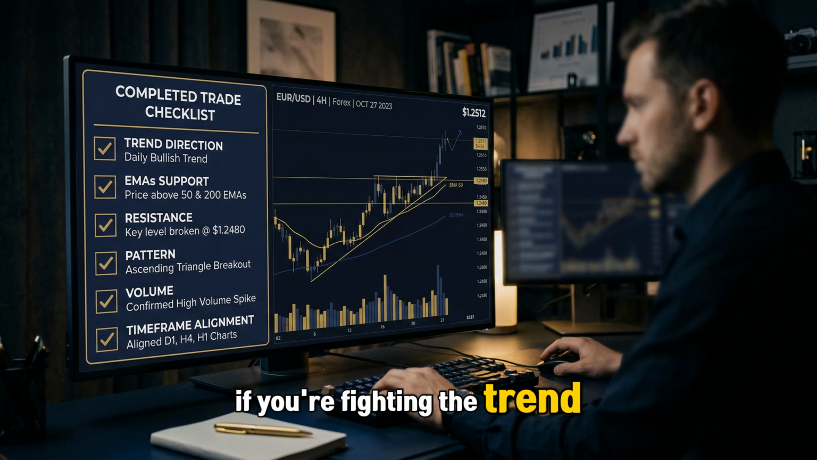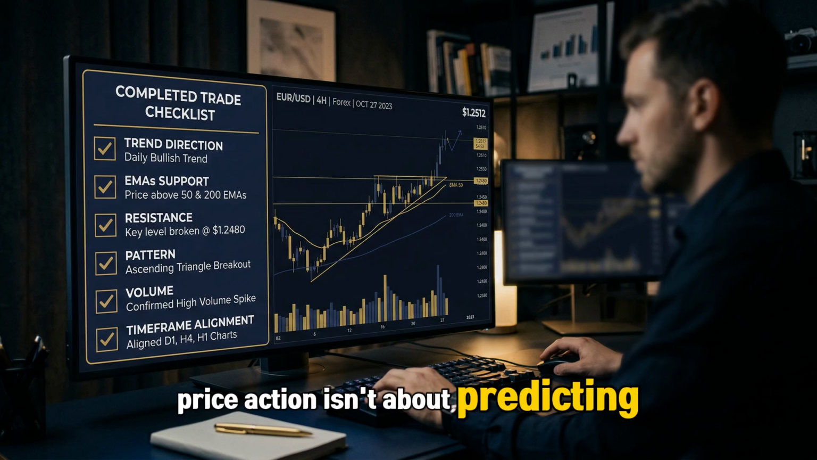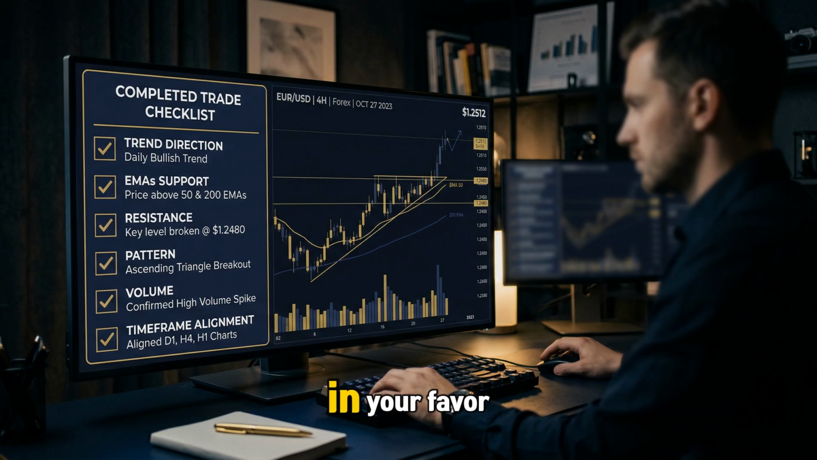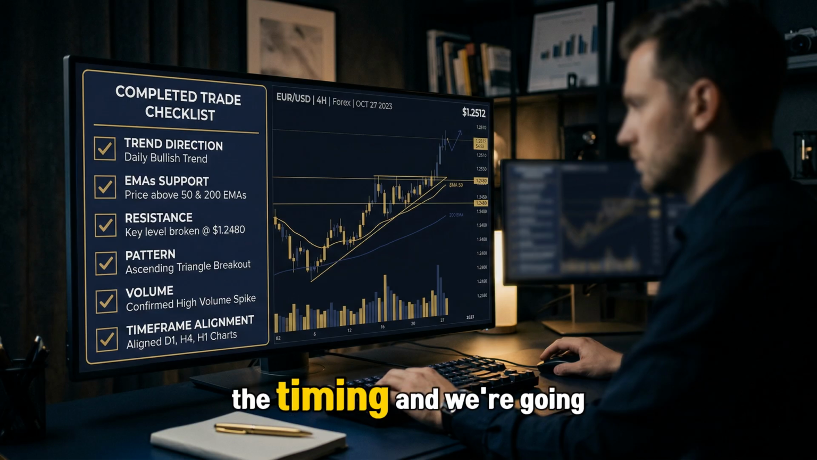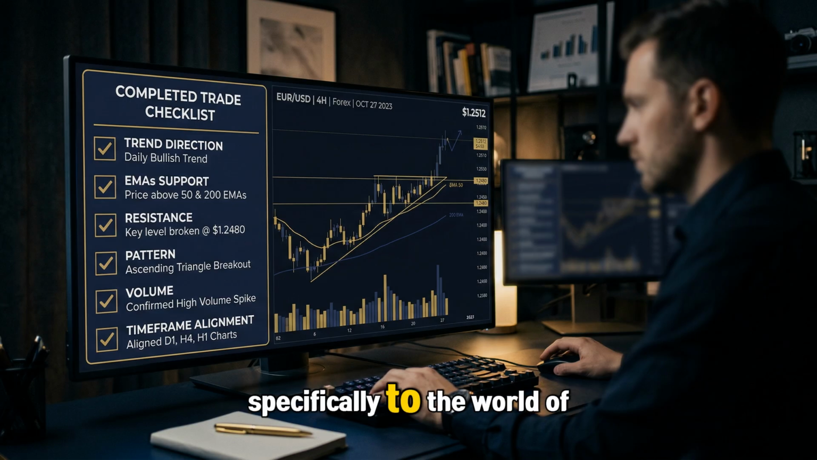If you're fighting the trend, arguing with the volume, or forcing a pattern that isn't there, step away and wait. Price action isn't about predicting the future. It's about putting the odds in your favor. And that's what every lesson in this course is designed to do. In our next lesson, we're going to take all of this, the trend direction, the price levels, the timing, and we're going to apply it specifically to the world of options.